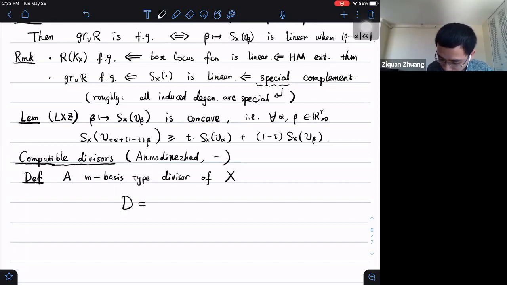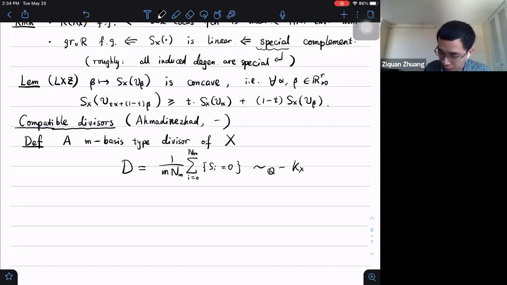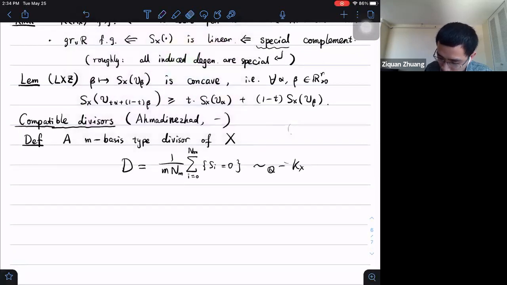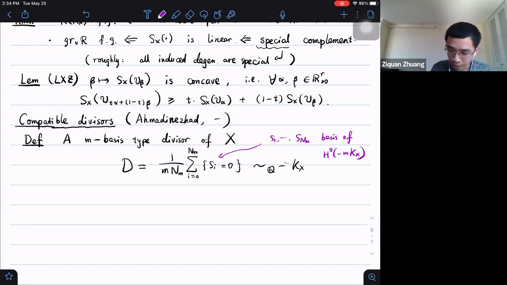I take a sum of the zero loci of a basis of the plurianticanonical sections, and then you average it and rescale so that it is clearly equivalent to minus K. Let me just write it down. These s_i are bases of the plurianticanonical sections. Okay, so now I can define compatible divisors.